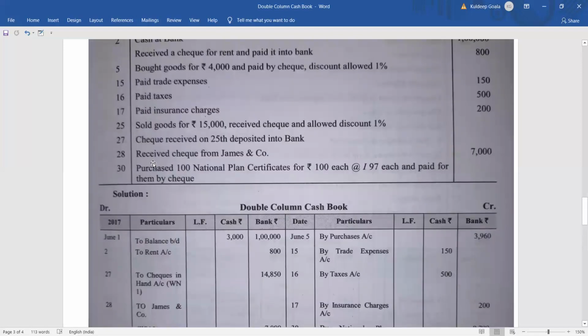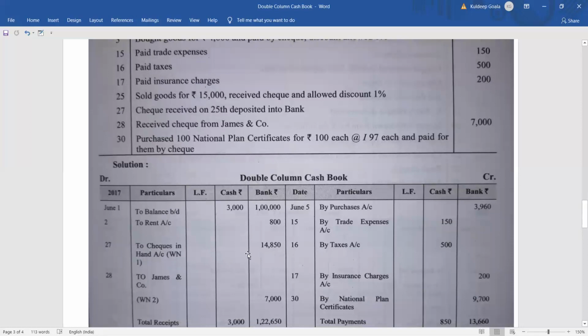Then after that, received check from James, okay, just a minute. 25th. After 25th, we have 27. Check received on 25th, deposited in the bank. Now the check has been deposited in the bank. So what will happen? Check will go in the bank. So bank will be the receiver, bank account debit. The check is going out, credit. It's a real account, goes out, credit. So bank account debit to check in hand. So that is why you can see in the bank column, to check in hand is there, 14,850. June 27, to check in hand account 14,850.